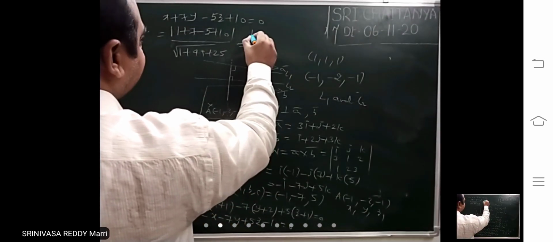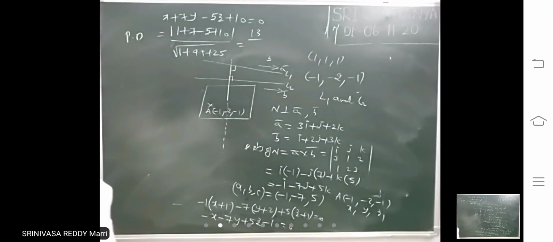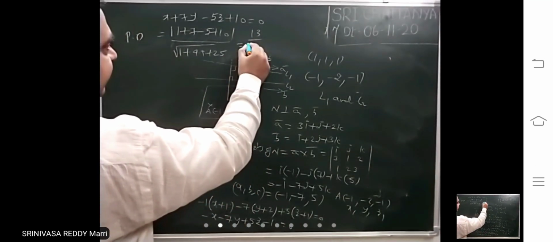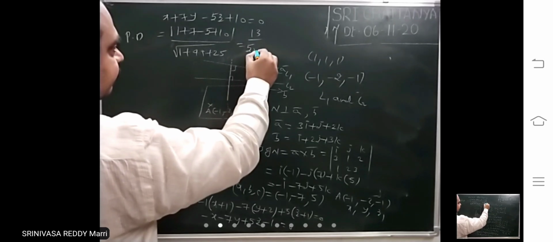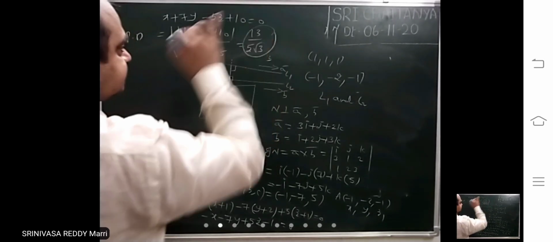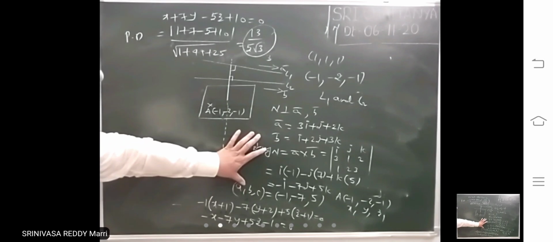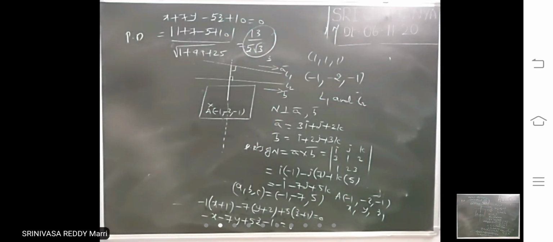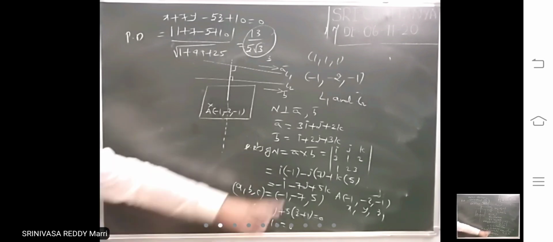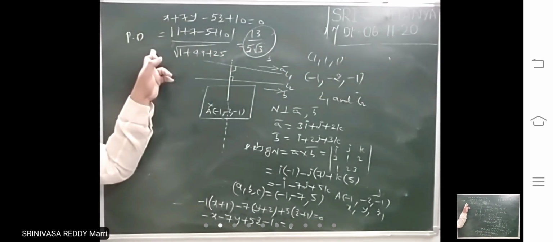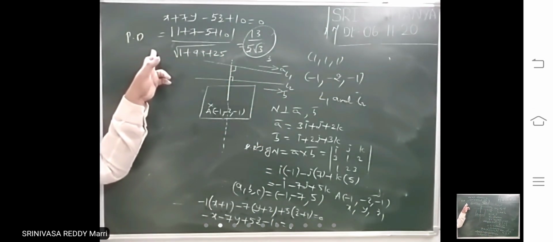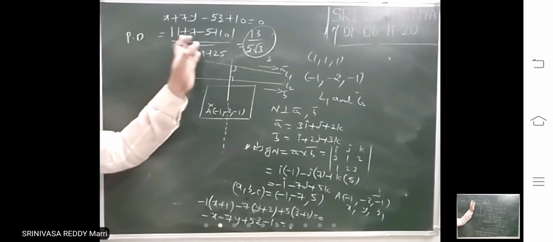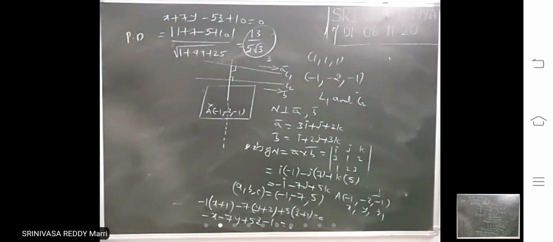So what will you get? 17 minus 4, 13, divided by root of 75, which means 25 into 3, so 5 root 3. This is the answer. After finding the equation of the plane, you find the perpendicular distance. This point has significance only with distance. First you have to find the equation of the plane and then the perpendicular distance.